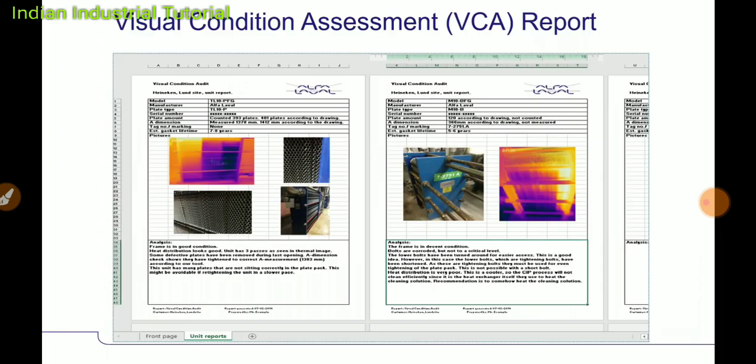performance audit. These are some more photos of thermal camera. You can see the actual plate heat exchanger and thermal images so that you can understand how important the thermal camera is to assess the condition of the heat exchanger from outside.